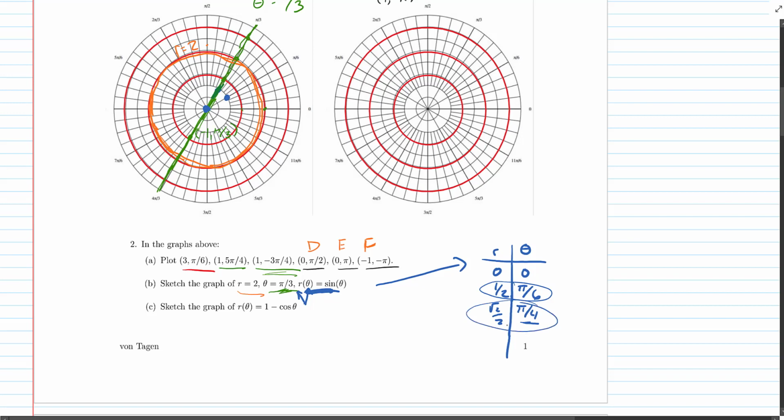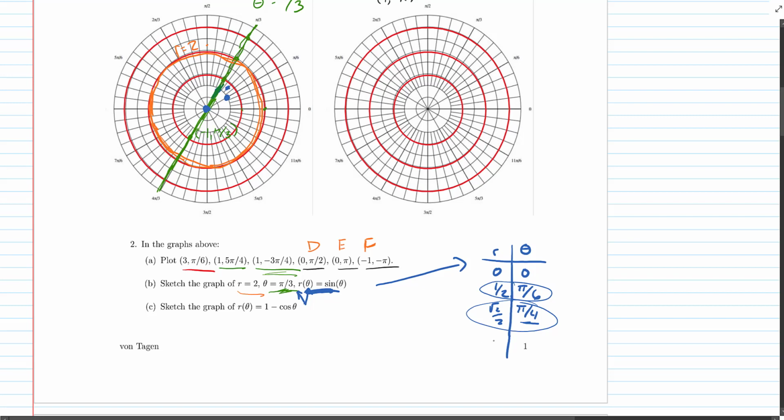Let me plot this one now. So we're going to go to the angle pi over 4, which is midway between those two, and then we go to the square root of 2 over 2. That's a number like 0.707. So let's see here, that puts us right about here. And let's just do one more.